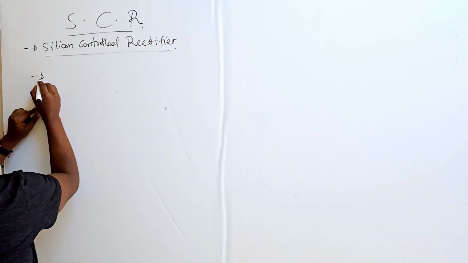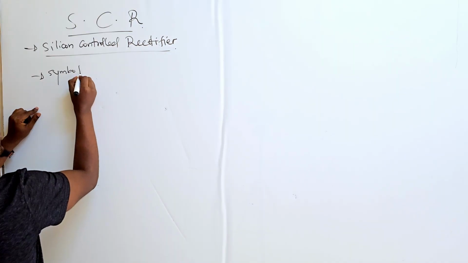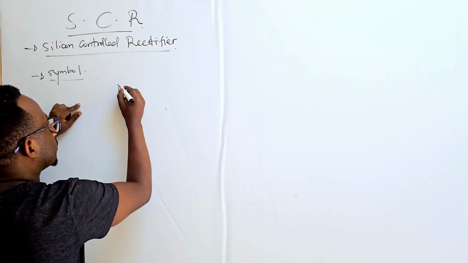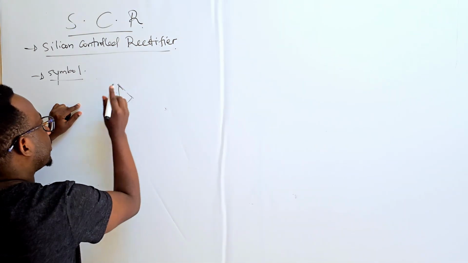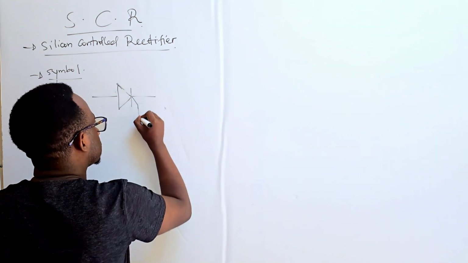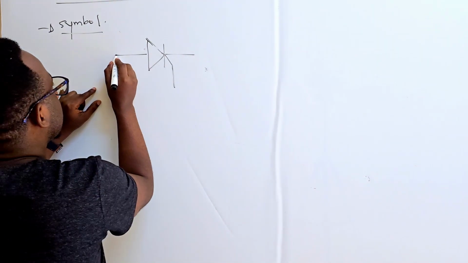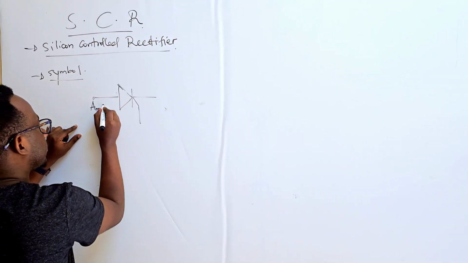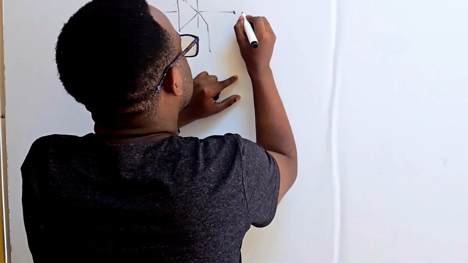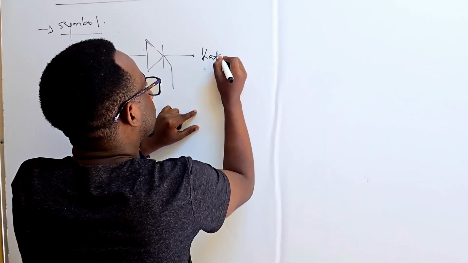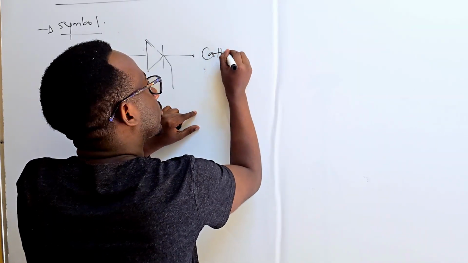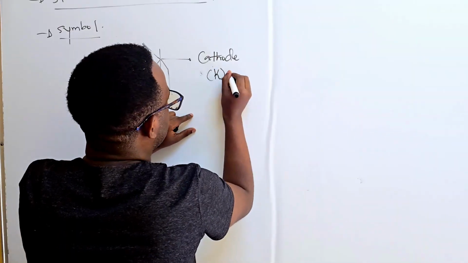So what is its symbol? Its symbol goes something like this. It starts off like a regular diode, and goes like so. So this part is what we call the anode. This part is commonly denoted with letter A. This part is what we call the cathode, commonly denoted with letter K.